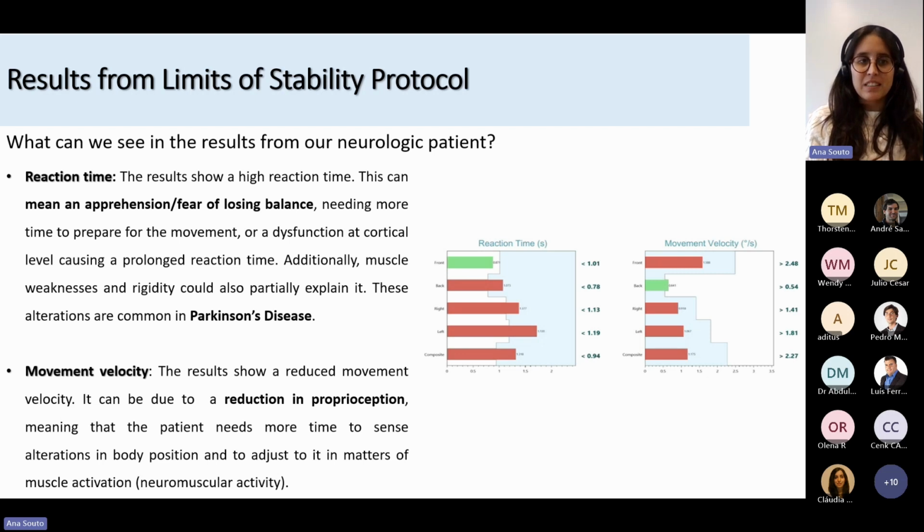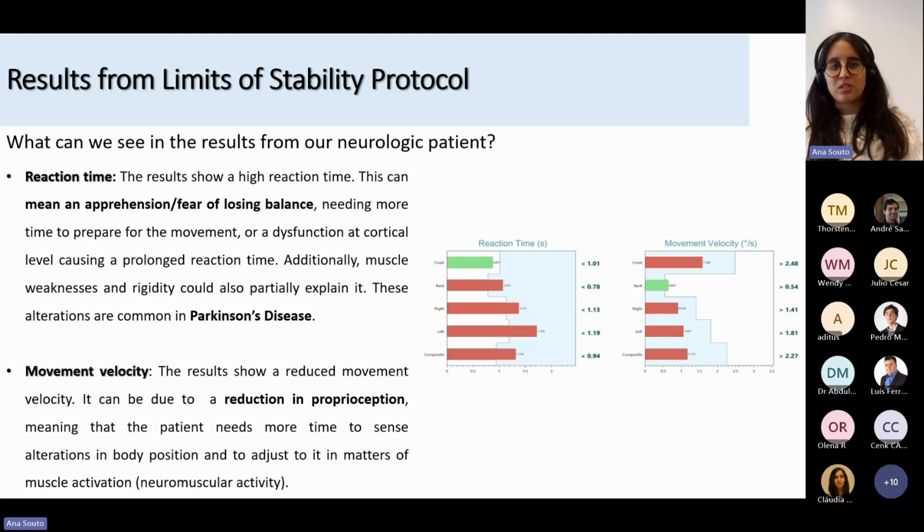So here we can see that the patient has a high reaction time, above the normative values. There are a lot of reasons that this can happen. We have to keep in mind that this is an evaluation tool. We still need to do our complete clinical evaluation and take into account the clinical history. I'm just going to give you some possible causes for these parameters to be altered and try to create a pattern of results, if there is one.